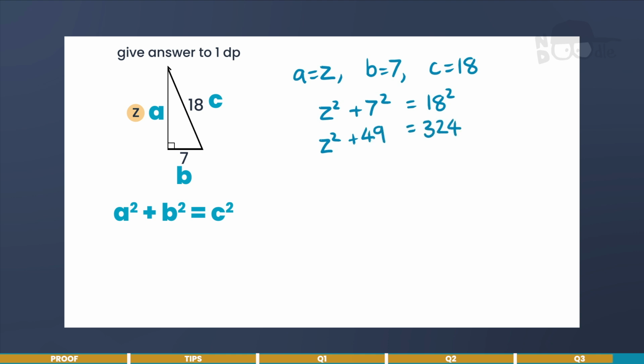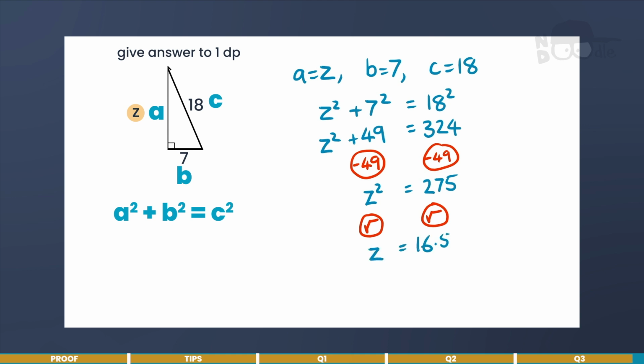I didn't do that in my head, by the way. We want z on its own, so subtracting 49 from each side gives us z squared on the left and 324 minus 49, which is 275 on the right. And finally, square rooting both sides gives us z equals 16.583124. But the question asks us to write our answer to 1 decimal place. So this becomes 16.6, and we are done.